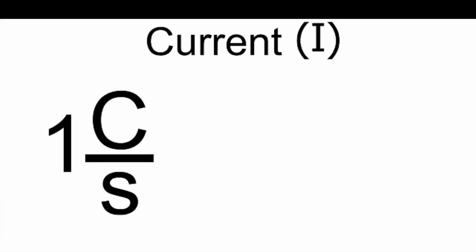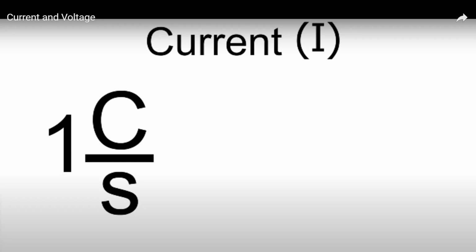A coulomb per second is... Does anyone know what a coulomb per second is? There's another word for it. It is an amp. Yes, amp or ampere. It is given a special name. That name is an amp.